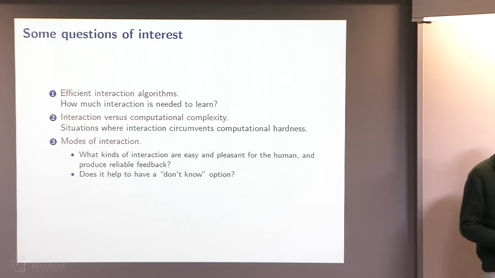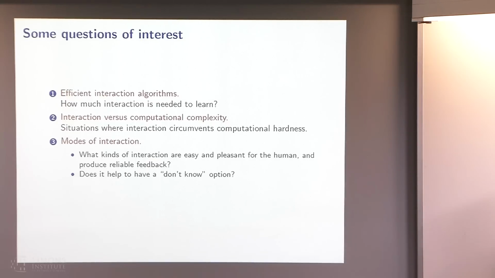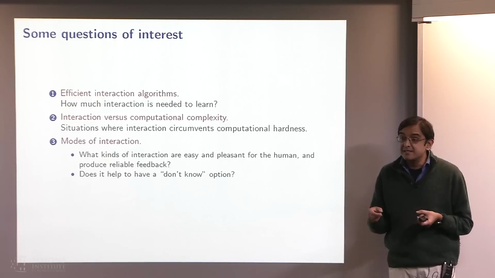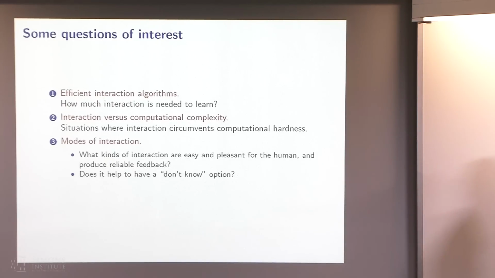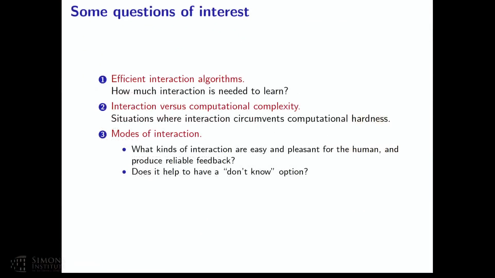Then there are questions about the modes of interaction. What sort of questions can you ask that are easy for a human to answer and that lead to reliable feedback? This might seem like it's purely a human-computer interface kind of question, but I think it's also amenable to theory. Maybe not mathematical theory, but theory in the form of identifying underlying principles and reasoning based on those.